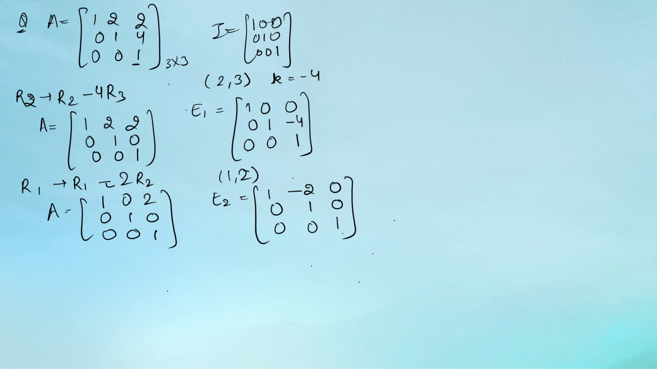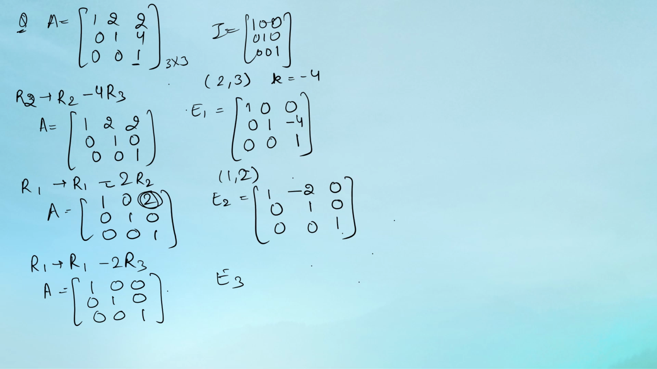Similarly, for the third operation, we have to make this 2 also 0. So we have to target this using the third row. So this will become your identity now. What will be your E3? I'm writing it directly now. I hope you understand the concept. 1, 0, -2, 0, 1, 0, 0, 0, 1.